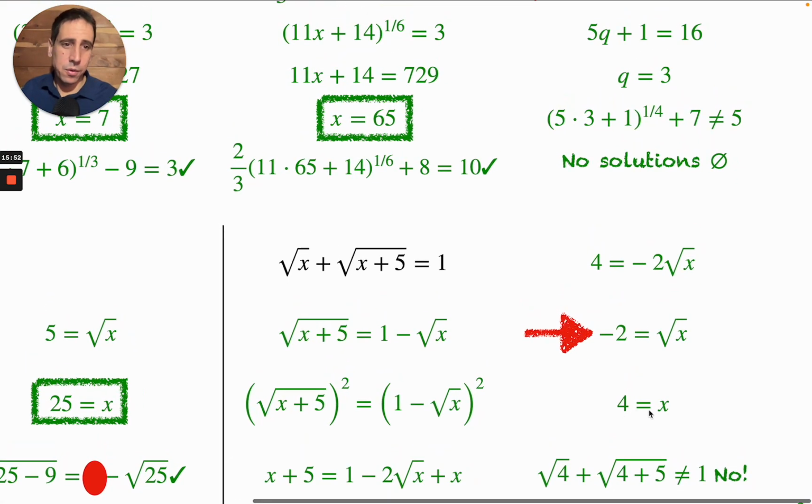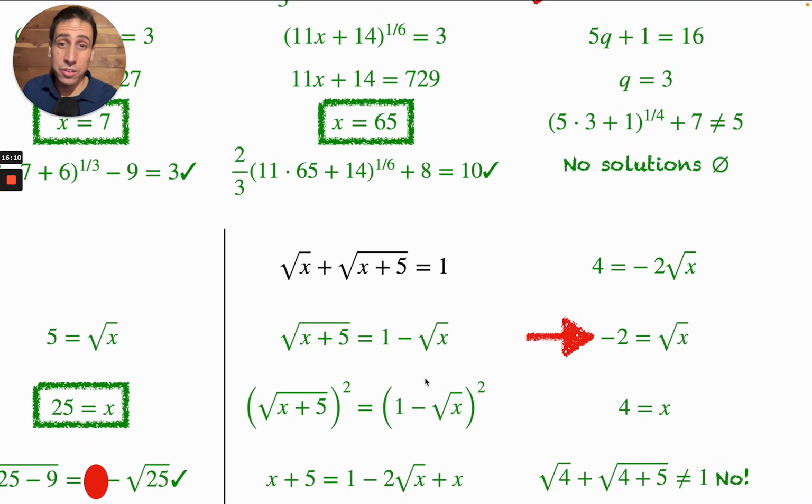So 4 equals x. We think that's the solution. Let's put it into the original. Square root of 4 plus square root of 4 plus 5. Does that equal 1? Well, this is 2, and this is square root of minus 3. So 2 plus 3, does that equal 1? No, it doesn't. So therefore, there are no solutions to this equation. There's no value of x that will make this equal to 1.